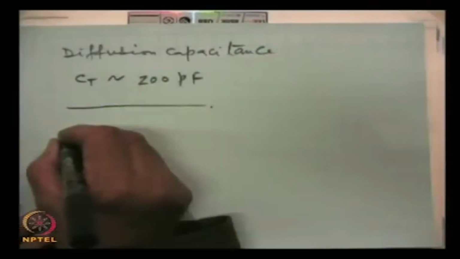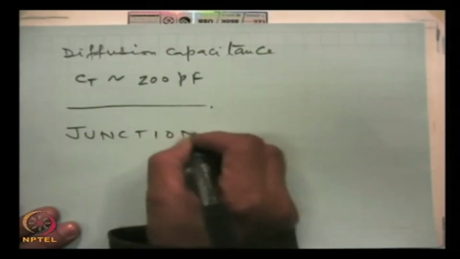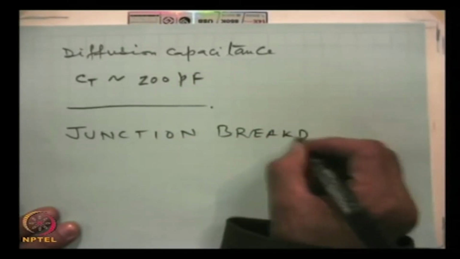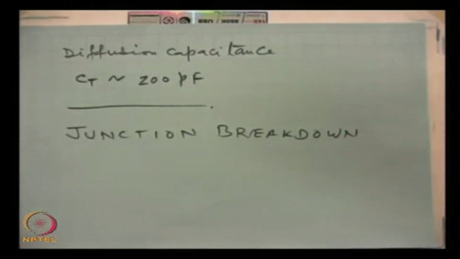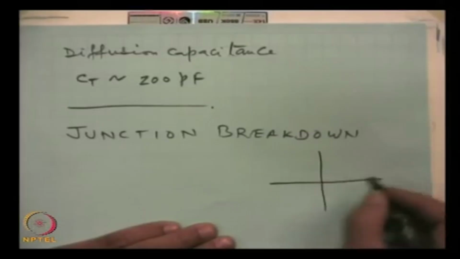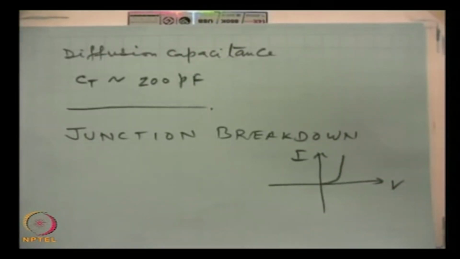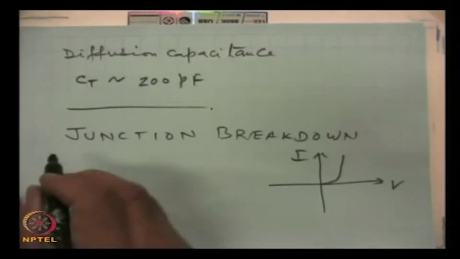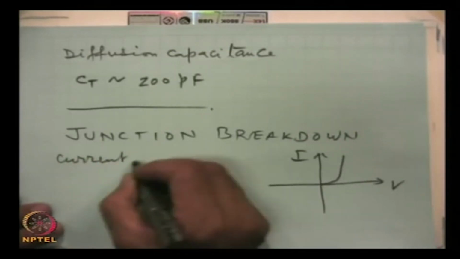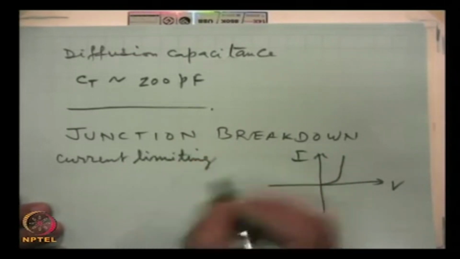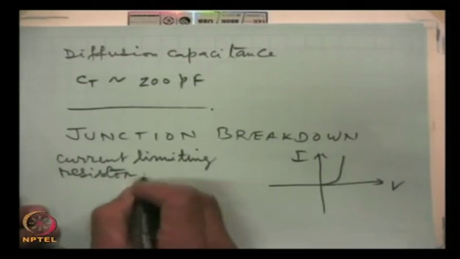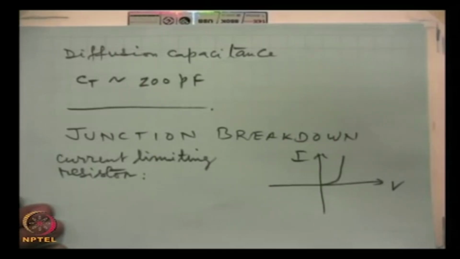Now, we take another aspect of the IV characteristics of the device. This is junction breakdown. If we take a PN diode, with I on one axis and V on the other, forward bias gives an exponential rise in current. To limit the current, a resistance known as a current limiting resistor is used. That will save the diode from burning because of heavy currents.